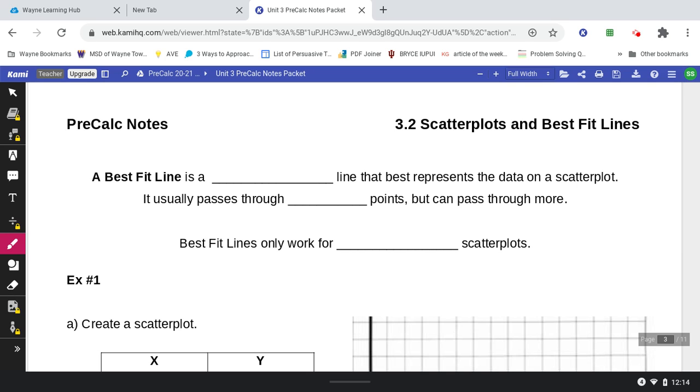These are the pre-calc notes 3.2. We're going to talk about scatter plots and what we call best fit lines today. A best fit line is a line in the form y equals mx plus b, so slope-intercept form, that best represents the data on a scatter plot. It usually passes through 2 points, but it could pass through more. And best fit lines obviously are only going to work for linear scatter plots.